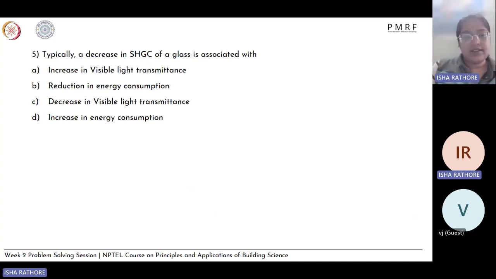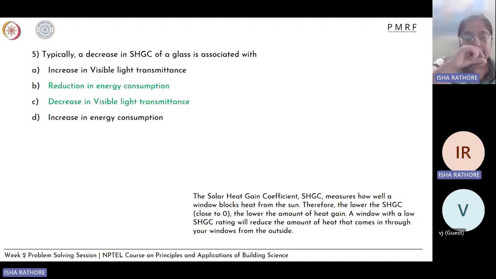Okay, so we have an answer. So this is actually two options that are correct. Solar heat gain is basically how your window blocks the direct solar radiation from the sun. So if you block the radiation, there's going to be a reduction in the energy consumption because excess heat is not being allowed inside your indoor spaces. So occupants do not need to increase their cooling loads, that is, if the SHGC is being decreased.